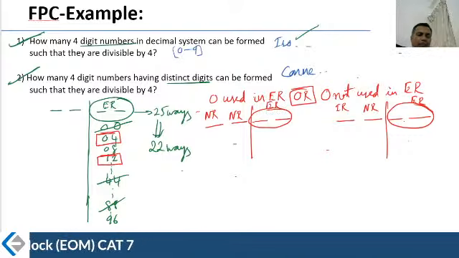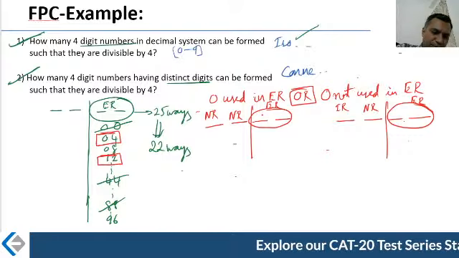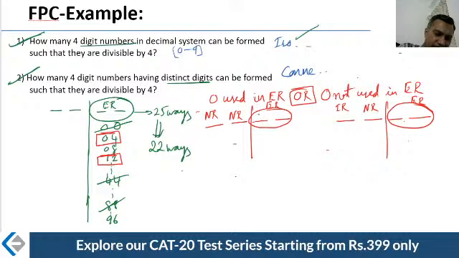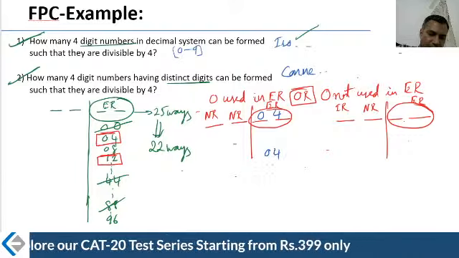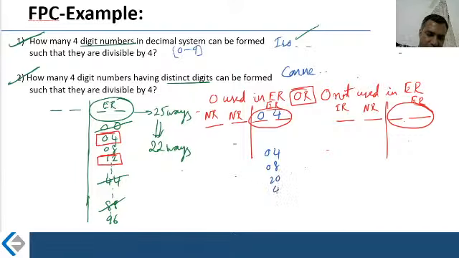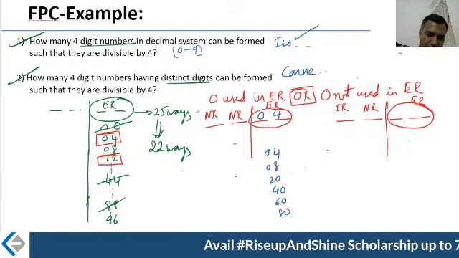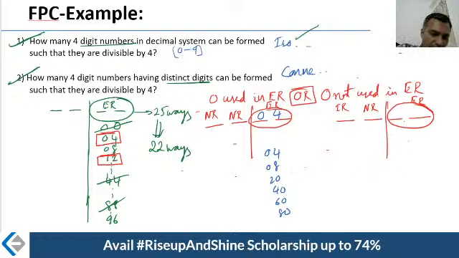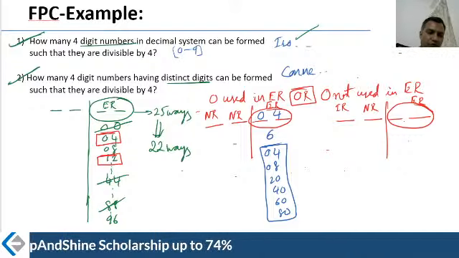Okay, let me give an example. What is this, 0 used in the explicitly restricted area? 04 is an example. But how many other numbers are there? 04 is there, 08 is there, there is 20, 40, 60, 80. Therefore there are 6 such numbers. This is the list of 6 numbers I'm giving you.